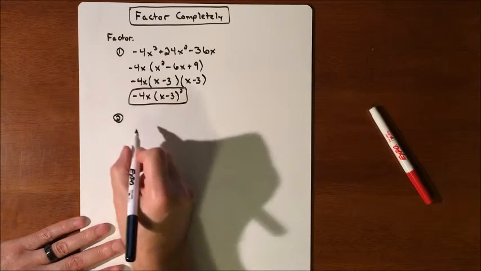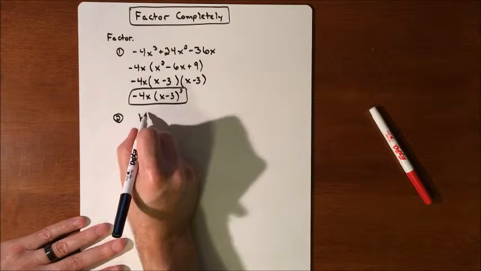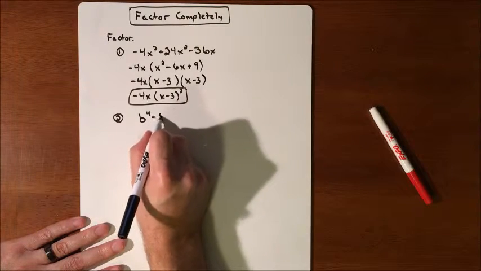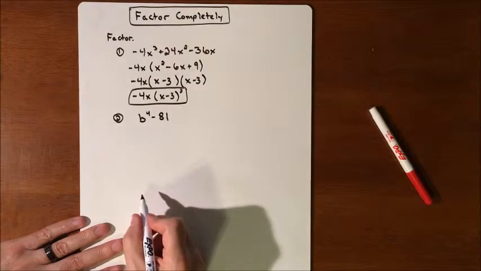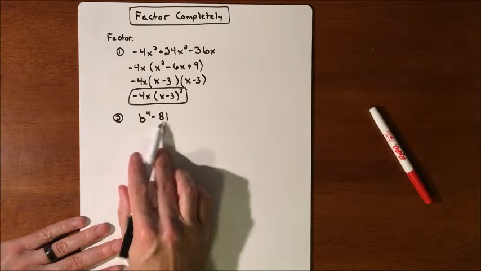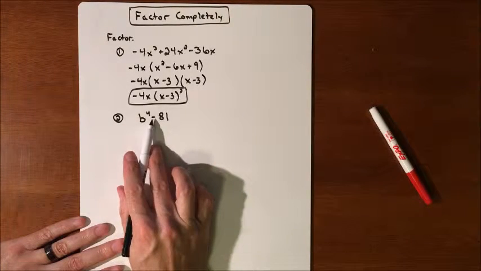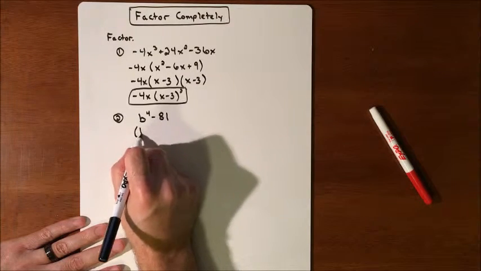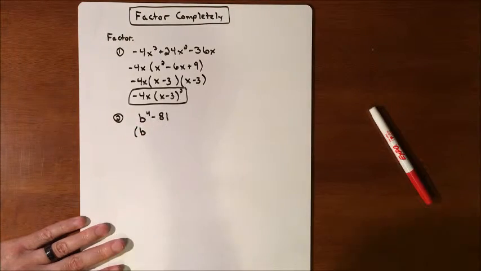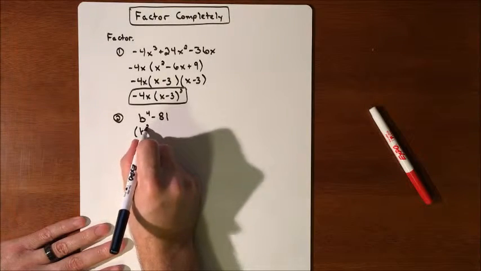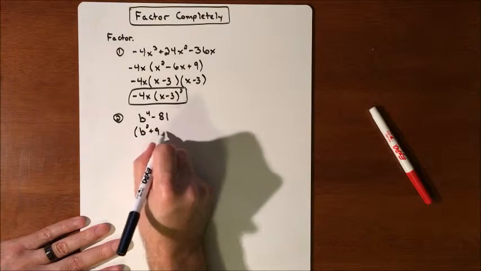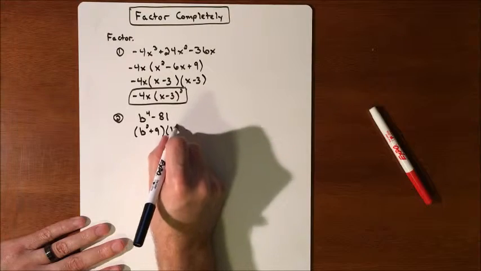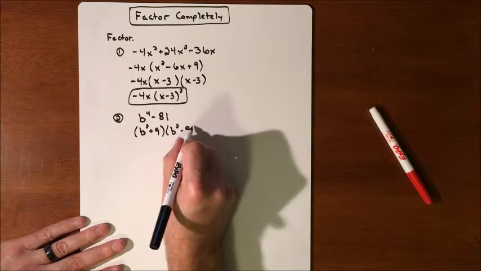All right, let's practice another. b to the fourth minus 81. So here I have what is known as a difference of squares. I recognize that I have a perfect square with a minus sign, so I'm going to factor this away. I'm going to break this apart into b squared plus 9 and b squared minus 9.